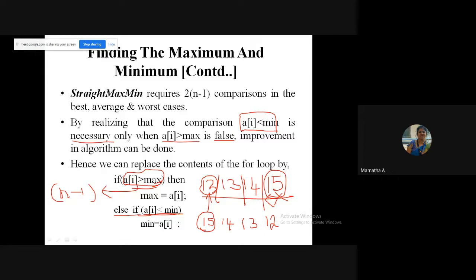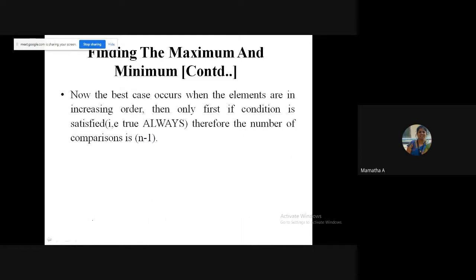You can observe that in the descending order, the first condition is also executed how many times? N minus 1 times. Similarly, the second one is also executed N minus 1 times, right? So the best case occurs when the elements are in the increasing order. When we have it in the increasing order, the first if condition is always true, wherein it gets an opportunity to execute the else if condition. Number of comparisons will be n minus 1 for sure.